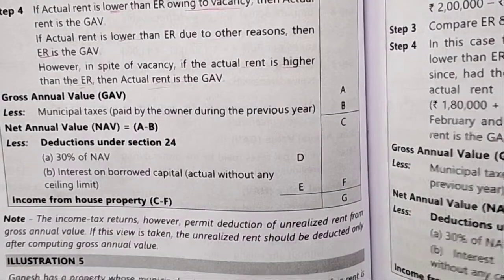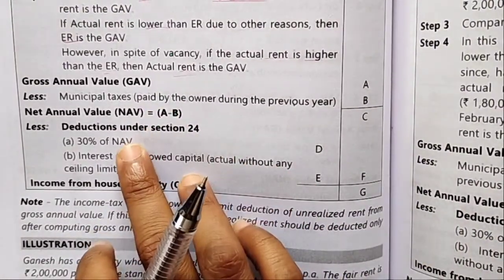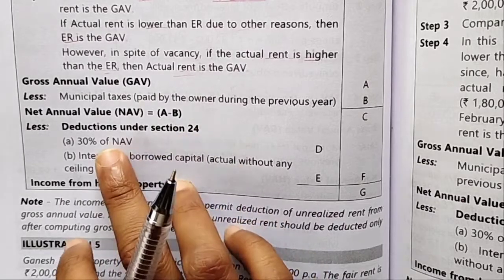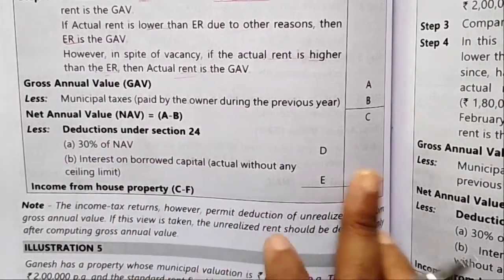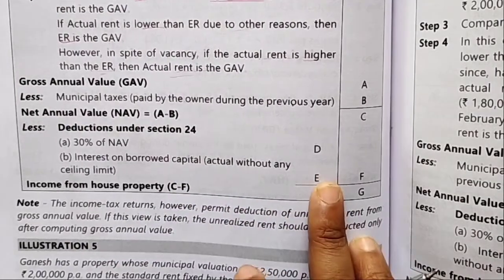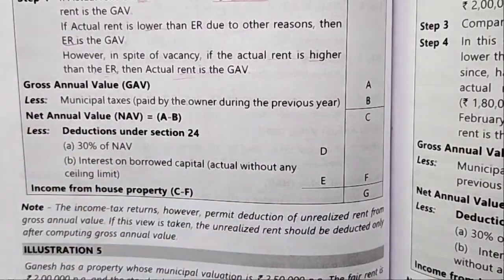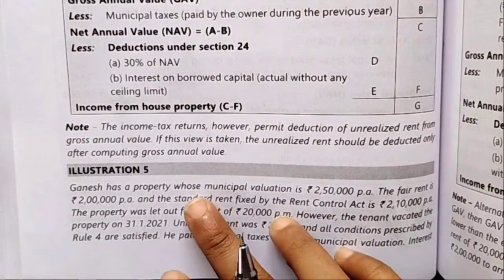Then we will get the net annual value. From net annual value, we have deduction under section 24. Section 24A is 30% of NAV, then 24B is interest on borrowed capital, actual, without any ceiling limit. Then we get the income from house property.